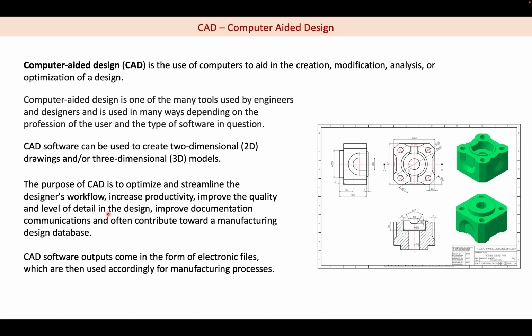So earlier, before CAD was invented, people used to represent their sketches on paper, and then they used to develop elaborate drawings of different parts. With the advent of CAD, it has now become easy to generate 3D solid models on a computer screen, and then extract the different types of drawings from it. CAD software outputs come in the form of electronic files, which are accordingly used later for the manufacturing process. So the advent of CAD has made the stage from design to manufacturing much easier.